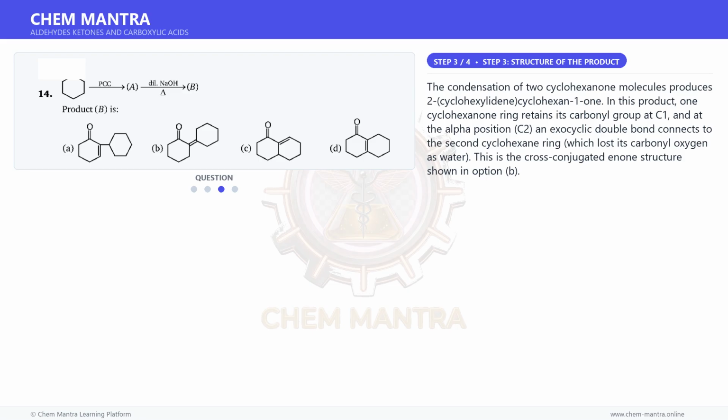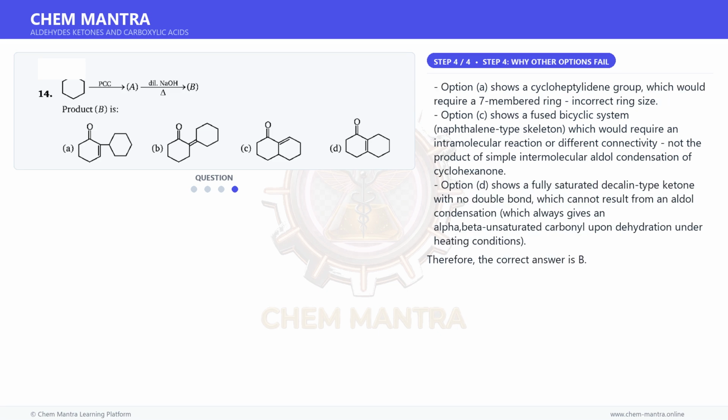In this product, one cyclohexanone ring retains its carbonyl group at C1, and at the alpha position, C2, an exocyclic double bond connects to the second cyclohexane ring, which lost its carbonyl oxygen as water. This is the cross-conjugated enone structure shown in option B.